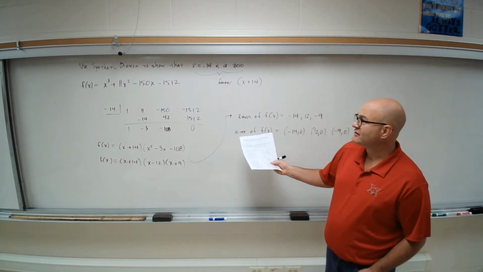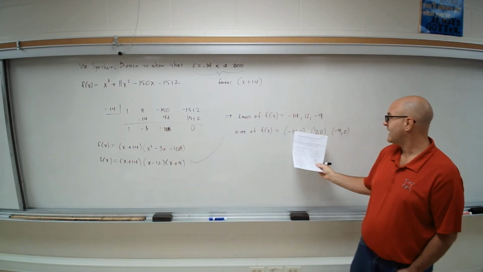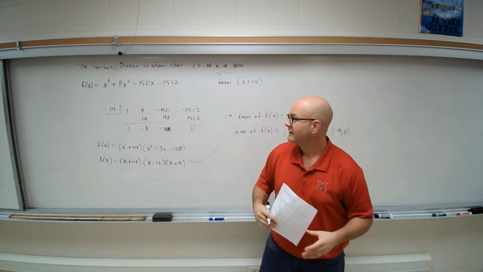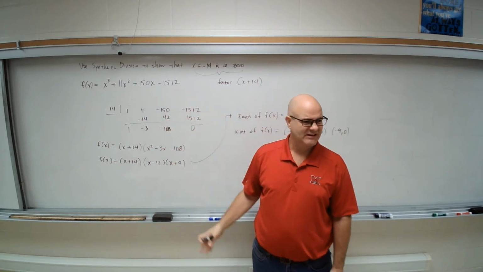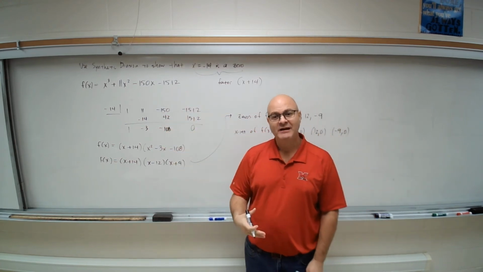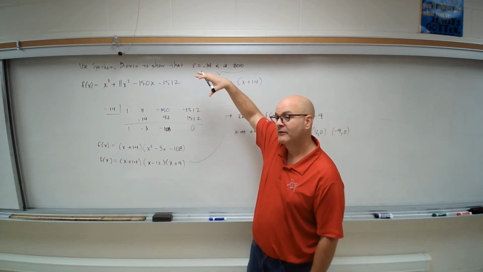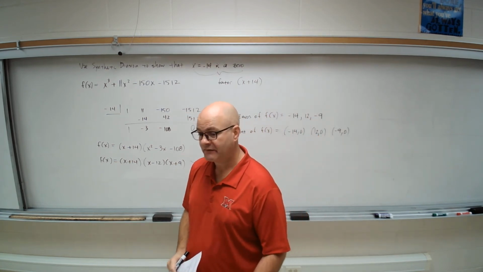And then could you sketch this graph if you needed to? Sure. We know the intercepts, and we know the end behavior would look like this. We know the x-intercepts are at negative 14, 12, and negative 9, which is kind of extreme, but we should be able to do that from here. So that's our goal: to take a cubic or even fourth degree polynomial and get it factored down using synthetic division.